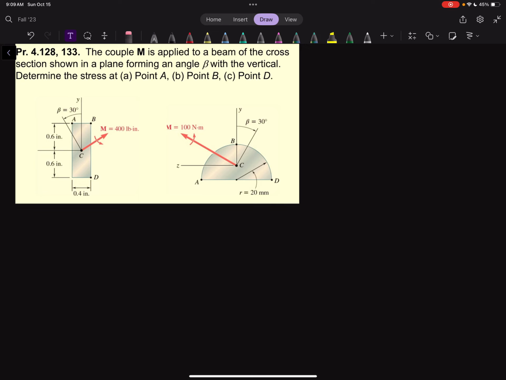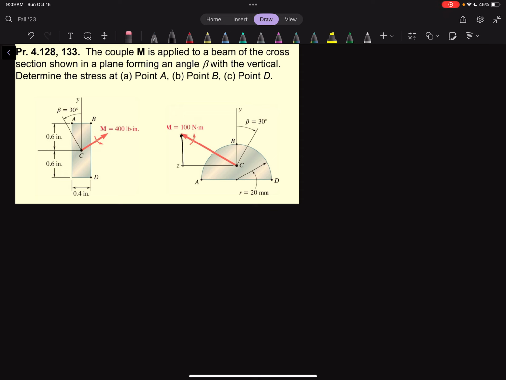Now, we're going to do the same problem, but with the right figure. The couple M is applied to a beam of the cross-section shown in a plane forming an angle beta with a vertical. Determine the stress at point A, point B, and point E. So we realize that our moment is not aligned with our reference axis. So we'll have to decompose it.